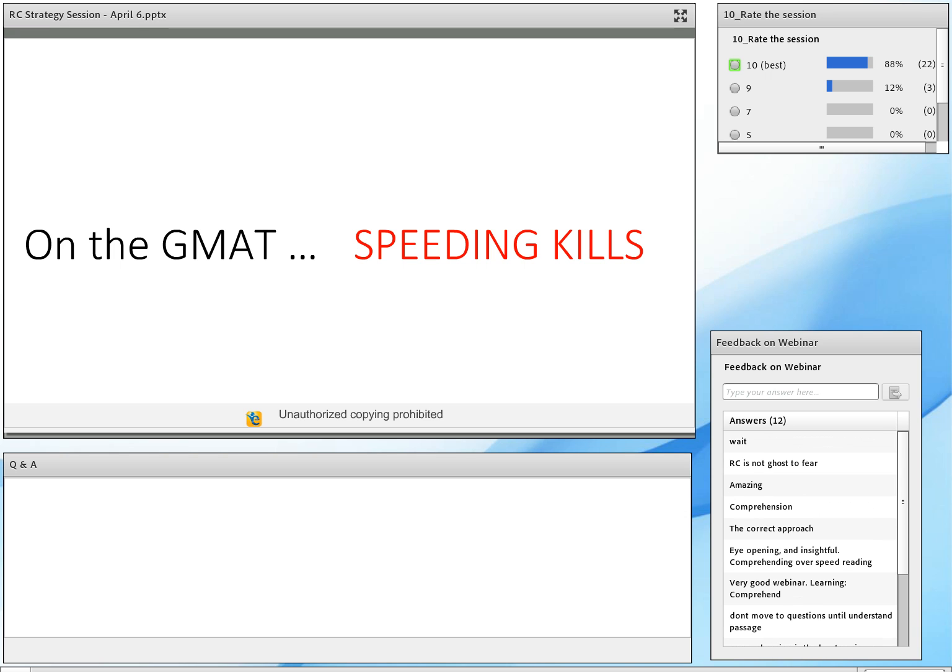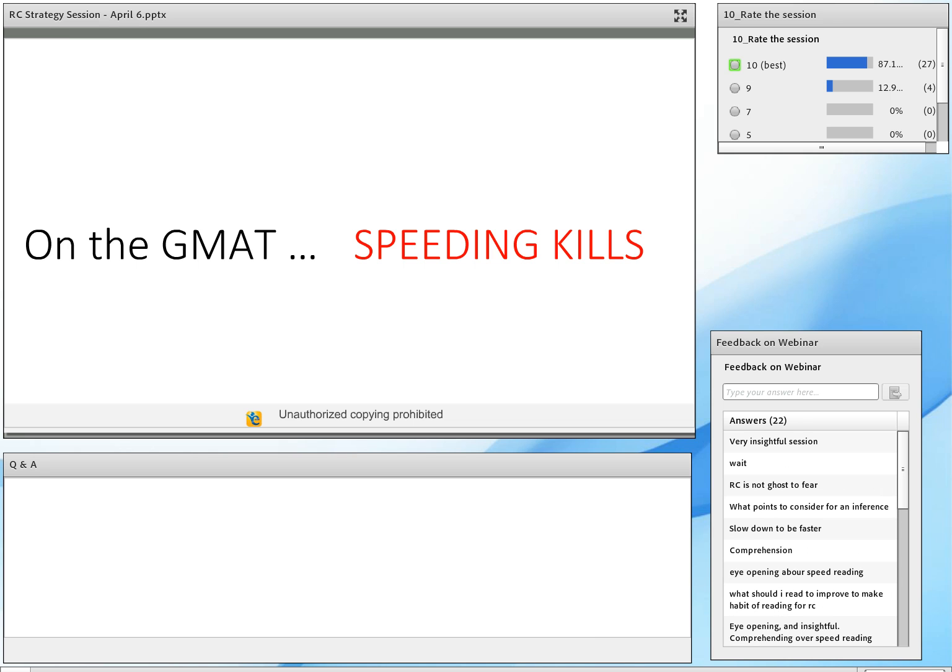RC is not a ghost to fear. Very well said. I have learned everything I need to for RC. Good. I like that attitude. Eye-opening about speed reading. Good. I'm glad to hear that.